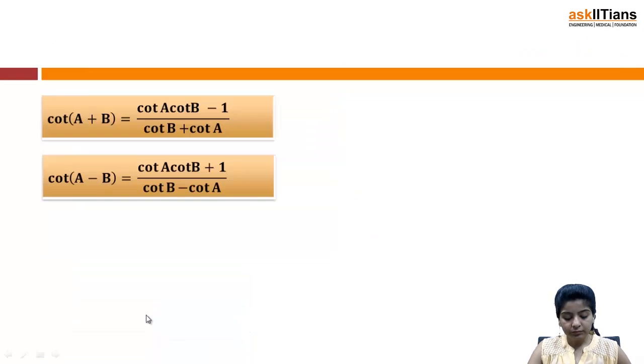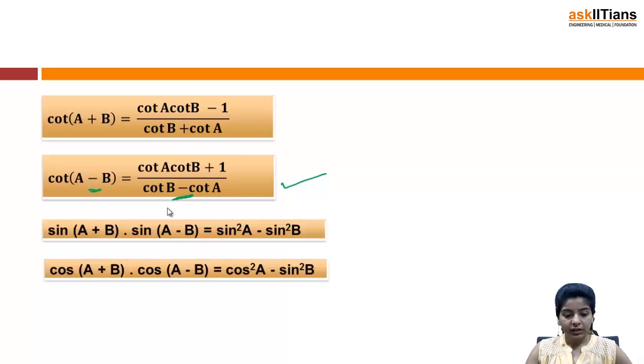Then we have cot of A plus B is cot A cot B minus 1 by cot B plus cot A, and cot of A minus B is cot A cot B plus 1 by cot B minus cot A. So in the denominator we have a negative in case of cot of A minus B. Then sin of A plus B into sin of A minus B becomes sin square A minus sin square B. These formulae also prove useful in questions.